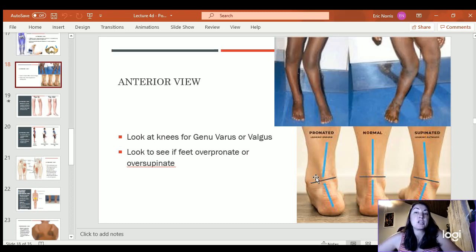Most of the time we look at it from the posterior view because we have them lay supine and we draw a vertical line on the Achilles tendon, and then we have them stand up and we look at how that line bows in or out to determine if they're overpronating or oversupinating. So that's really the best way to determine it, but you can also see by looking at the forefoot and the amount of contact it has with the ground from an anterior point of view.